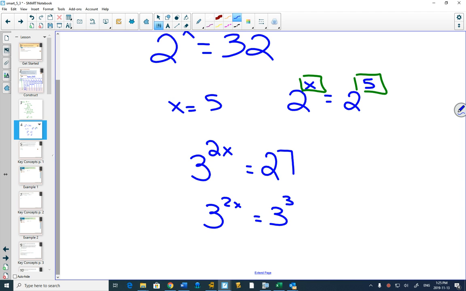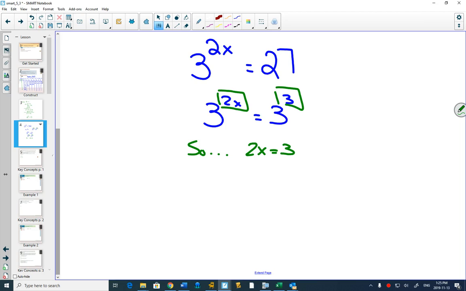If this side is 3 to the 2x and this side is 3 to the 3, if we have the bases the same, does it make sense that the exponents would have to be the same? And so 2x would have to equal 3, and now we're back to a grade 9 solving for x equation. How could I get x by itself? Divide both sides by 2, and you get x is equal to 1.5.